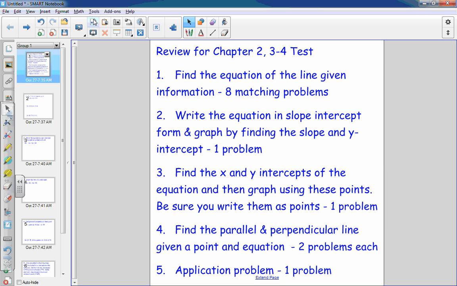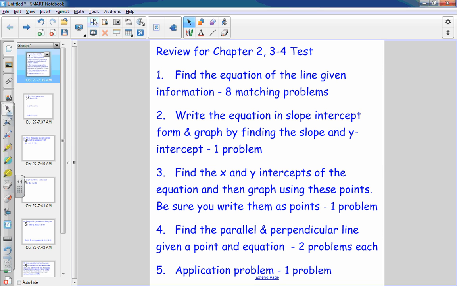Number 3, find the x and y-intercepts of the equation and then graph using these points. Be sure to write them as points. You'll have one of these problems. Now, what do I mean by this? This means that it's given you an equation. All you have to do is, if you're finding the x-intercept, drop y, solve for x. If you're finding the y-intercept, drop x, solve for y. Yes? Okay.